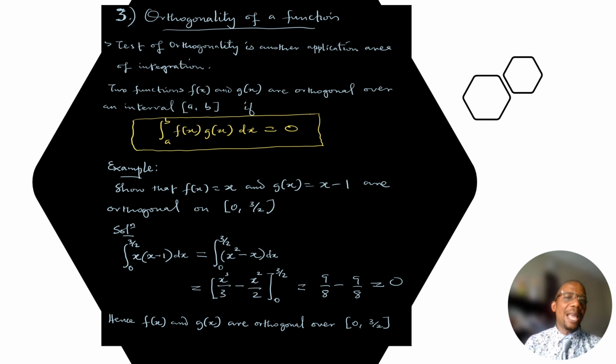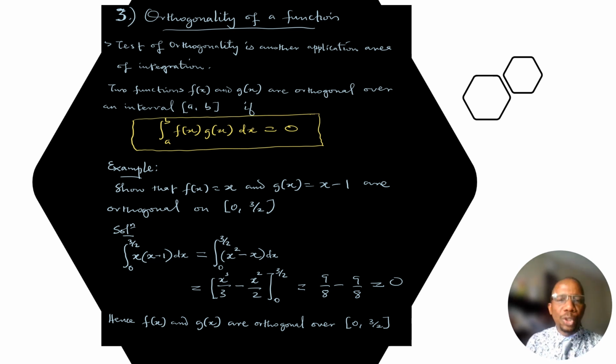Two functions f of x and g of x are orthogonal over an interval a, b if the product of f of x and g of x integrated over the interval a to b with respect to x is equal to 0. That is to say, if the integral from a to b of f of x multiplied by g of x, with respect to x, gives us 0.